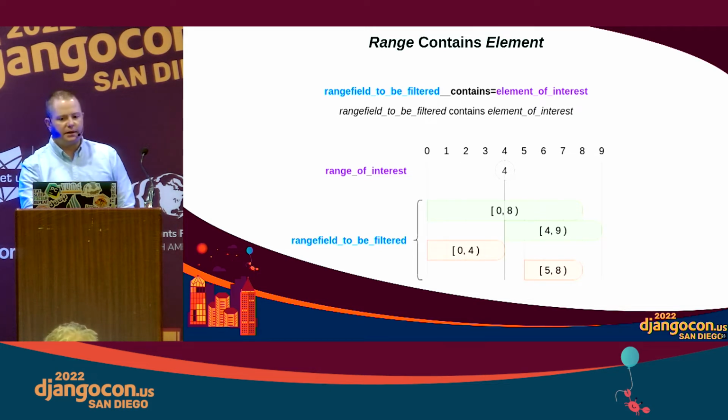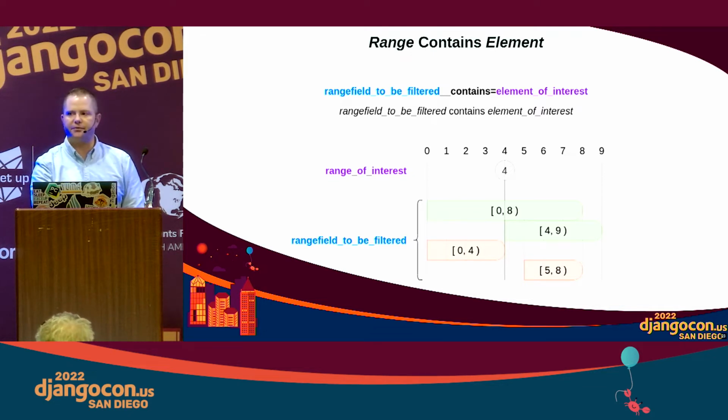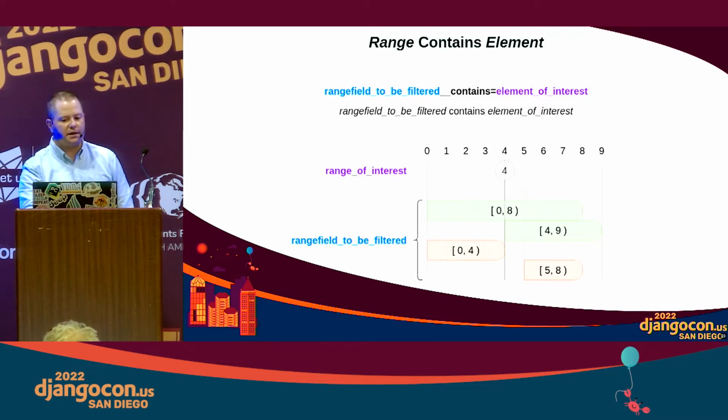Contains is another one. And the nice thing about contains is that it can be used with a single element or a range. So in this case, we're trying to filter and return any instances that contain the element of interest. So the number 4 there, the integer 4, is what we want to filter on. So we're looking at any of our instances that contain that. And the first two there, 0 to 8 and 4 to 9, do contain it. And again, 4 to 9, because that bottom number is inclusive, it includes that 4.